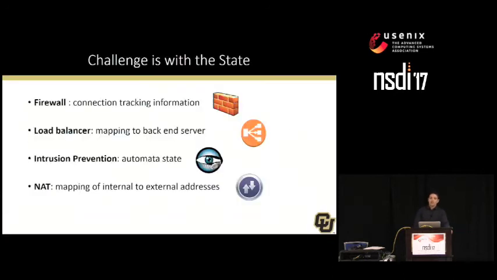So what's the exact problem with the current architecture? The challenge has to do with how state is handled, and more to the point, that it is not handled. State is integral to the functionality of network functions. For example, firewalls track the state of connections, load balancers remember mappings to backend servers, intrusion prevention systems track automata state, and NATs store the mapping between internal and external addresses. So why does the state matter?